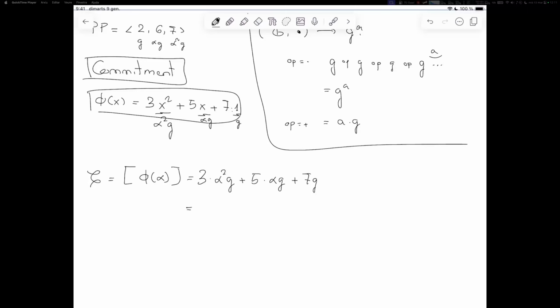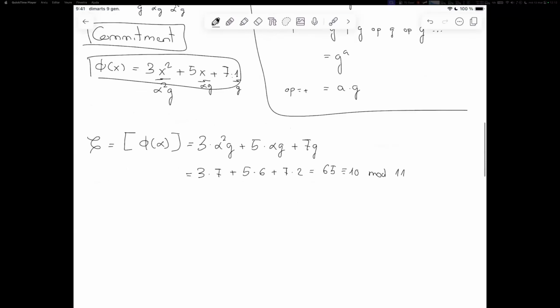3 times 7. Plus 5 times 6. Plus 7 times 2. If you do the math, this is 65, which is 10 mod 11. So our commitment is 10.